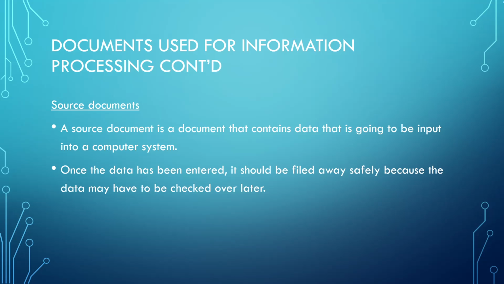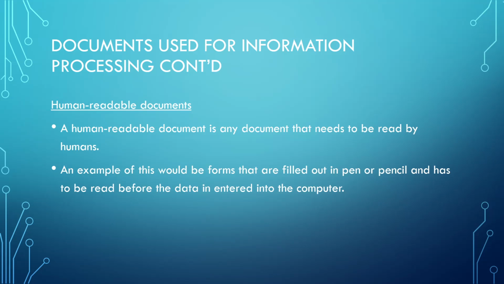You can go ahead. Alrighty. So next, we're going to look at human-readable documents. Now, a human-readable document is any document that needs to be read by a human. It's right there in the name. So an example of this would be forms that are filled out in pen or pencil and has to be read before the data is entered into the computer. So if you got a form where you had to put in your name or your address or whatever, those things can't actually be read by a machine or a computer. So a human would have to read that, okay? So I'll give you a minute to copy that again.